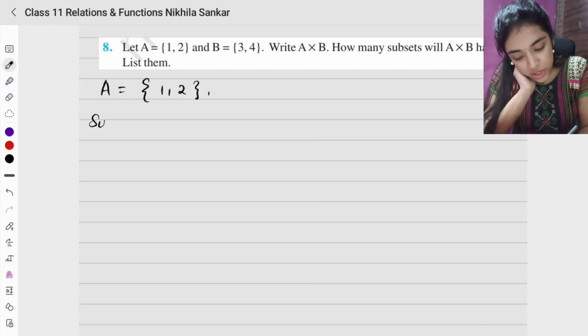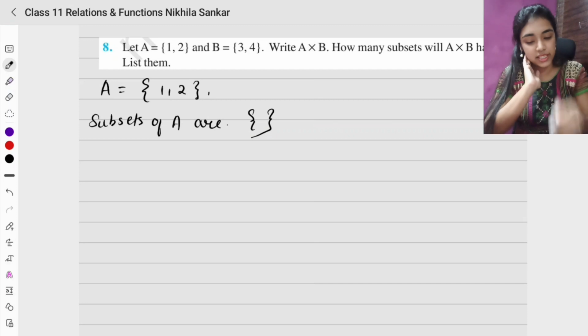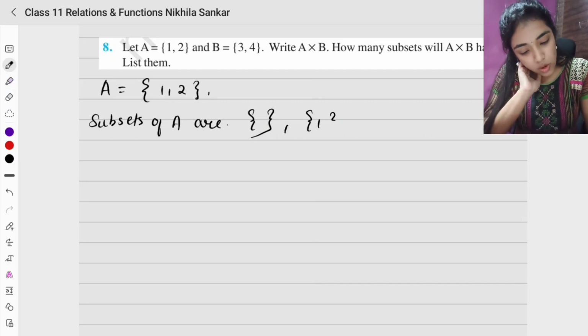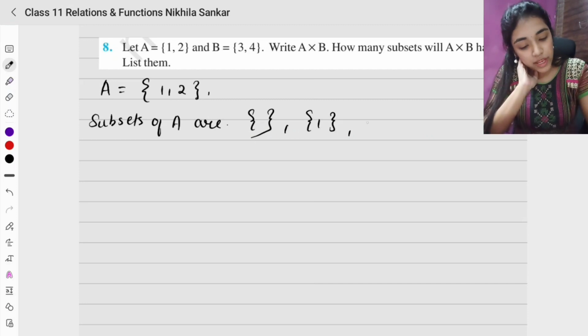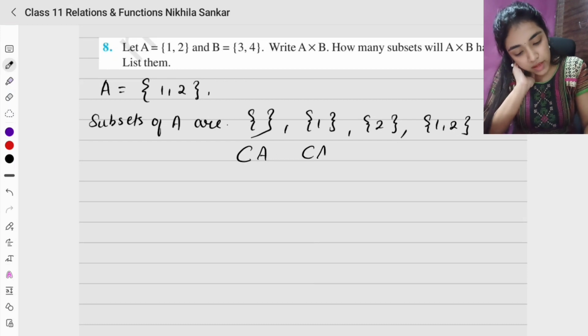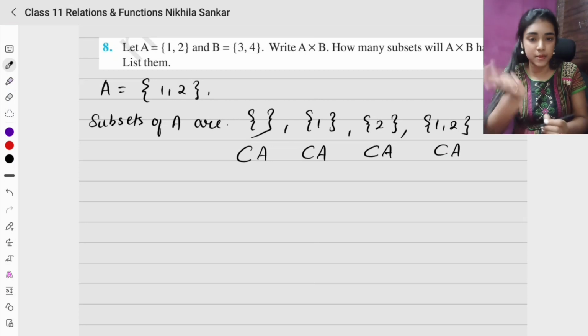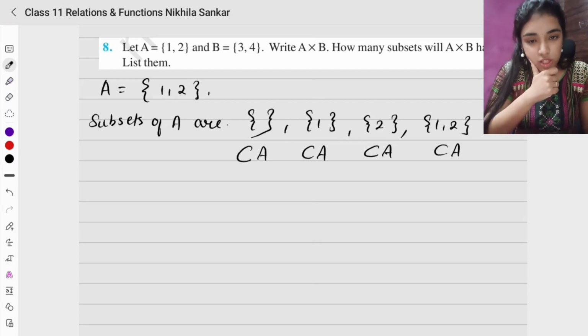What are the subsets of A? You have to know that the null set is a subset of every set. So first I already know. Next, I have 1, that is going to be a subset of A. Then I have 2, so that is also going to be a subset of A. And I have the set itself, 1, 2. So this is a subset of A. Correct? So this is what is called a subset.